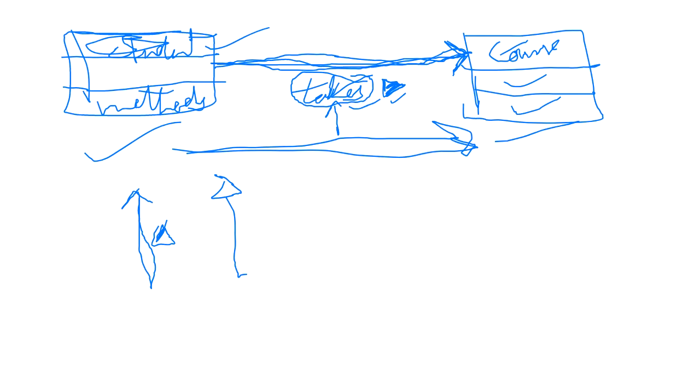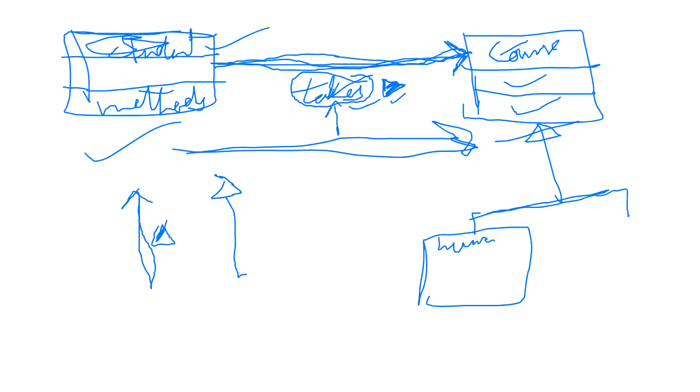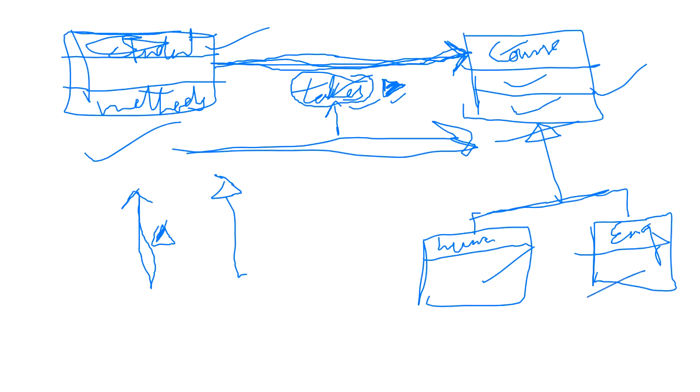Then we have seen the inheritance like this, right? For example, suppose course can be say humanities class and say engineering class. So this means that this course class is the parent class for this humanities class and this engineering class. So this is the inheritance or generalization.